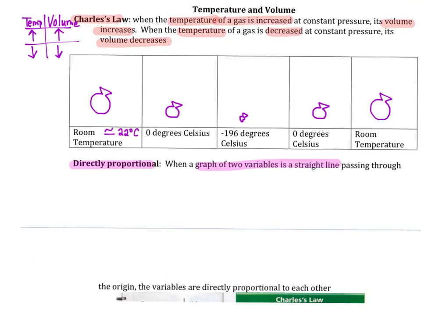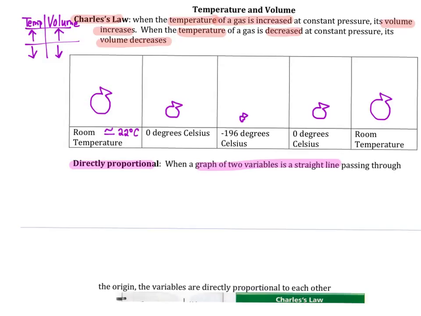It's also important for us to study and look at how temperature and volume are related when talking about gases. The first law that helps us investigate this is Charles' law. Charles' law is that when the temperature of a gas is increased at a constant pressure, its volume will increase. So that means when the temperature of a gas is decreased at a constant pressure, its volume decreases.